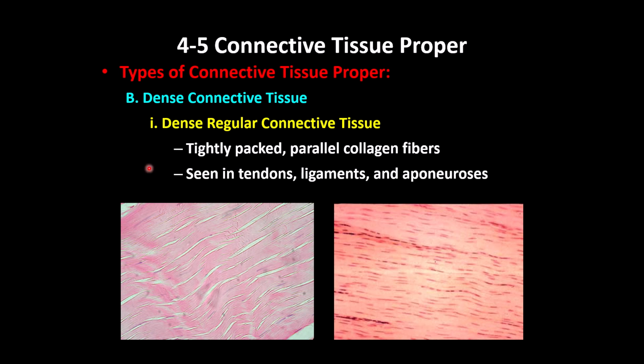Dense regular means that it contains a lot of collagen fibers, and they are parallel to each other. And here, same thing, parallel to each other. These dots that you see, this is a lower magnification, and these are the nuclei of the fibroblasts.